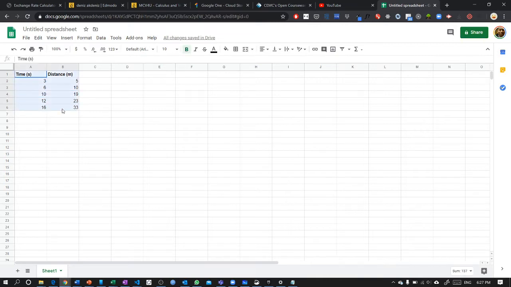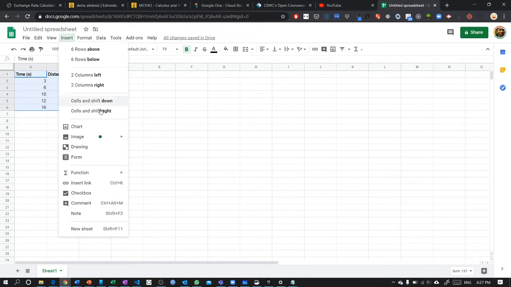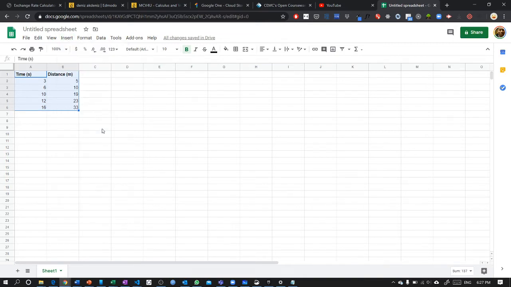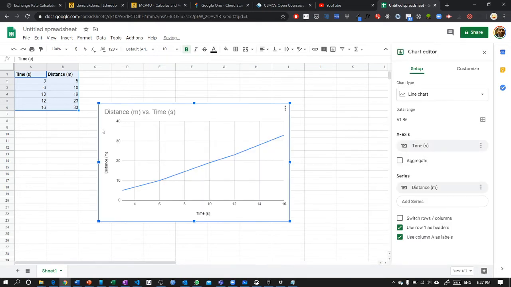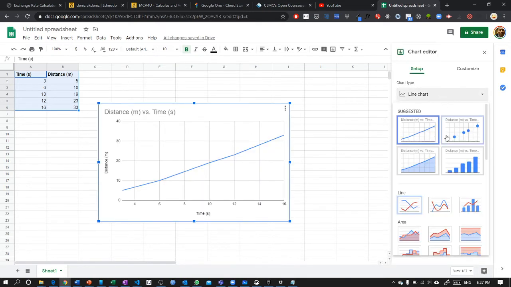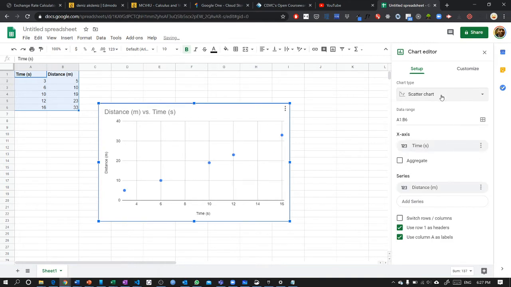Okay, so select all the data, include the headings, go to Insert, Chart, and sometimes it should default to a scatter plot. Okay, here I have a line chart. I don't really want that, probably because the first column is time, so it defaulted to a line chart. I want a scatter chart or scatter plot. Okay, so it's going to look a little something like this.